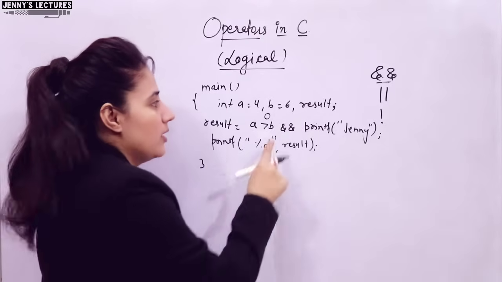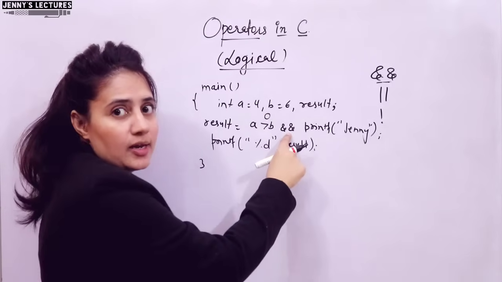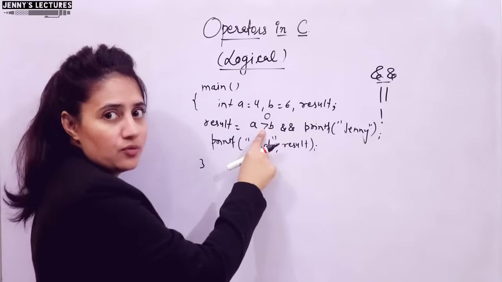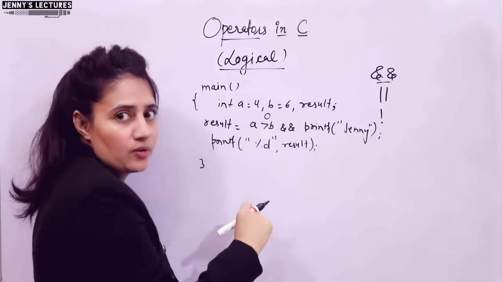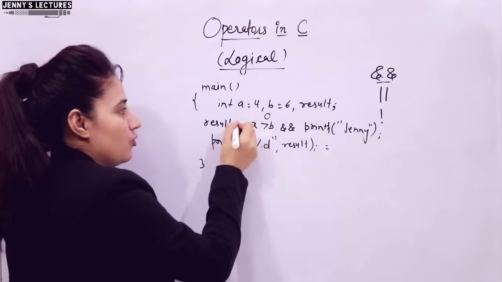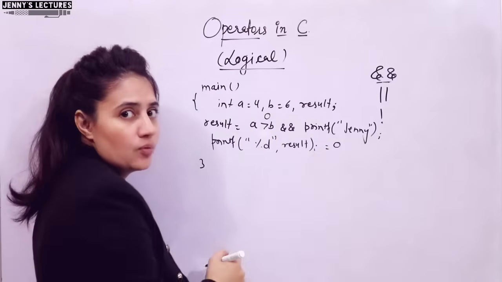It will give false. And in logical AND, if the first operand gives false, if the first expression gives false, then it will not go to the second one. The final output would be 0, which would be stored in result, and the final output would be 0.